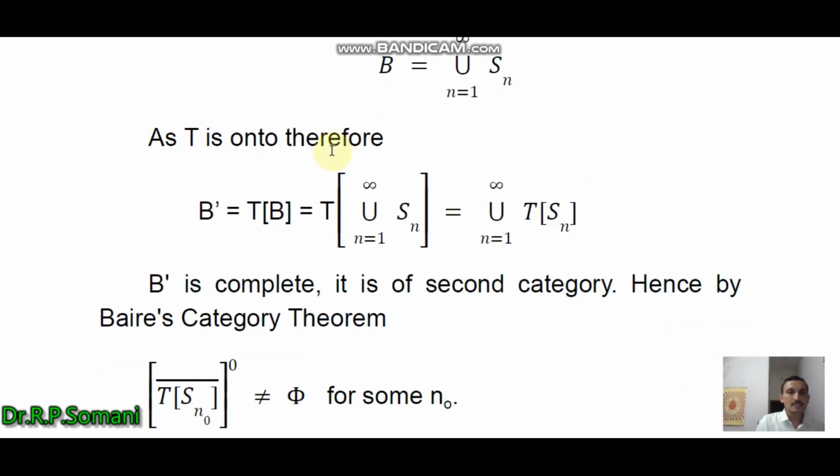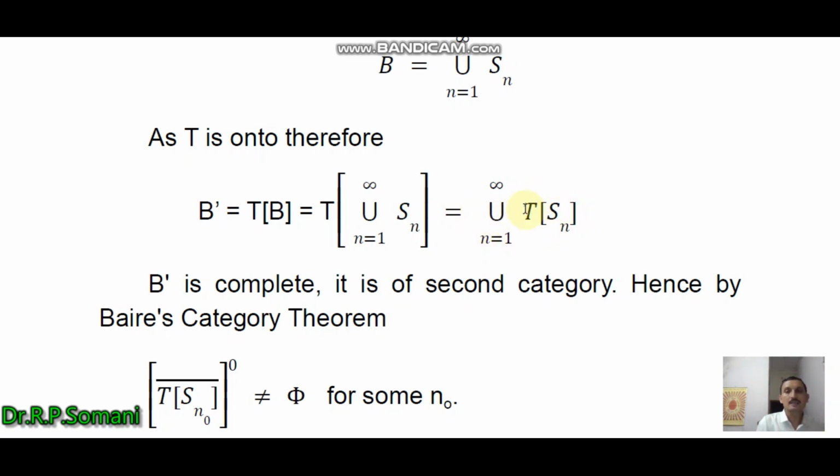As T is onto, therefore B' equals T(B) equals T of the union of S_n for n equal to 1 to infinity, and this is equal to the union of T(S_n) for n equal to 1 to infinity.